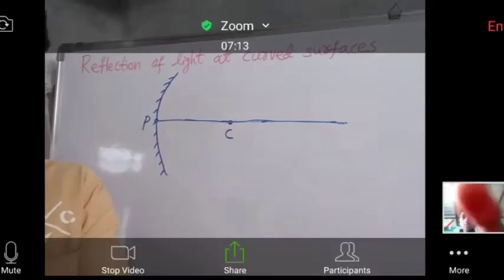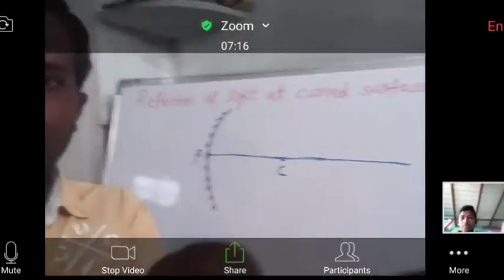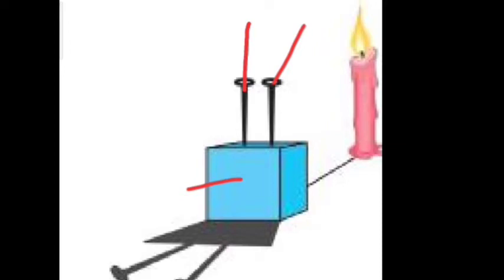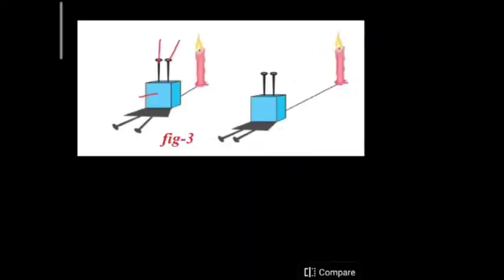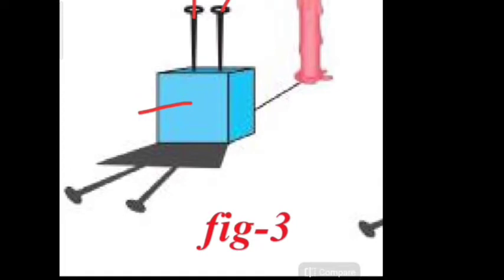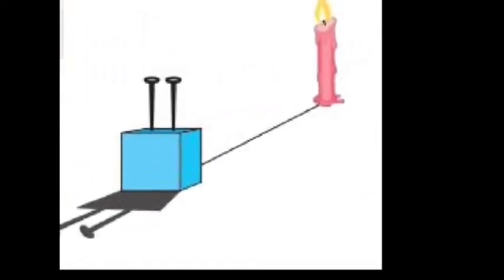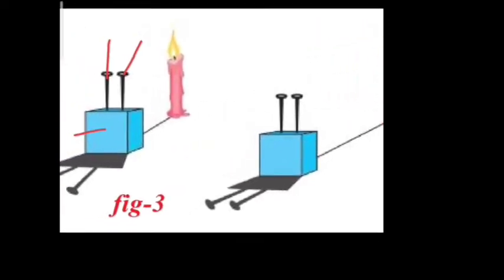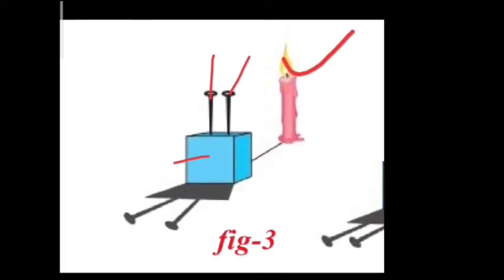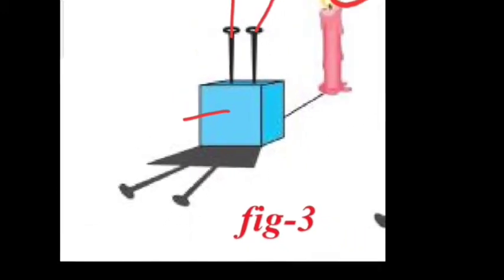For this, parallel to each other, and take one candle. This is a lighting candle. Observe. In this diagram, observe the shadows of these two pins. Where are shadows formed? Back side of these pins, shadows are formed. These two are the shadows.